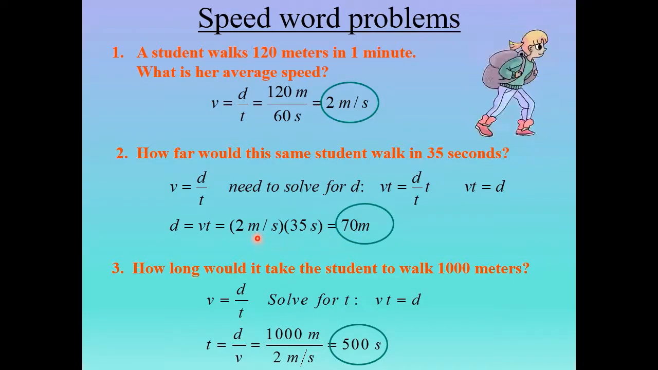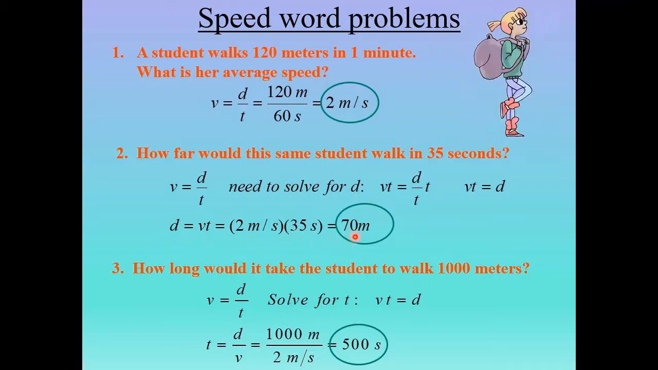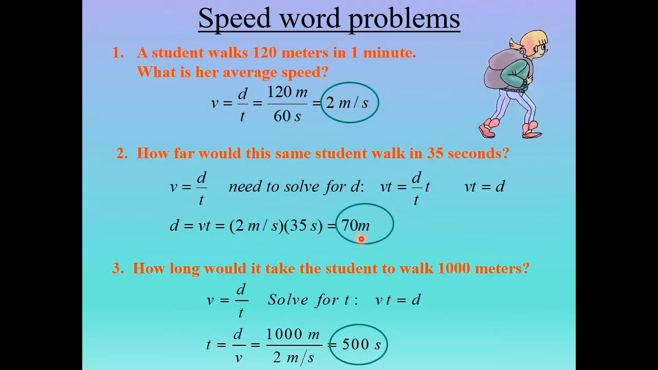And notice what happens here. We have meters per second times seconds. These s's cancel, and we're left with just the m for meters. And that makes sense because obviously we're solving here for a distance, so the distance ought to be in meters.